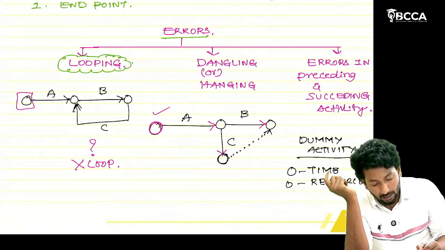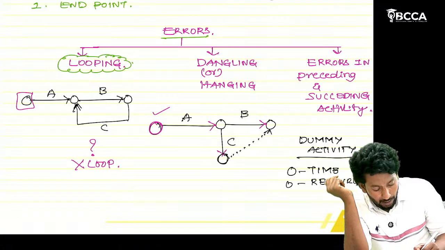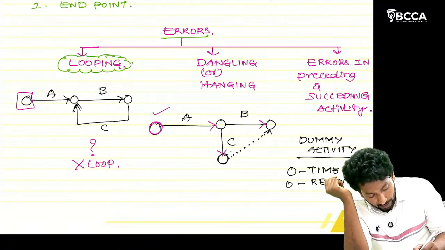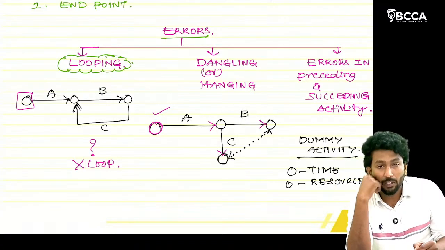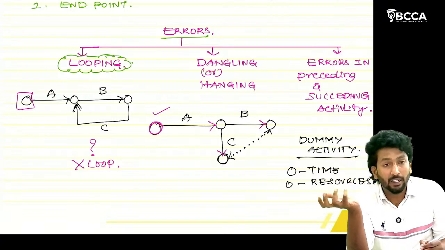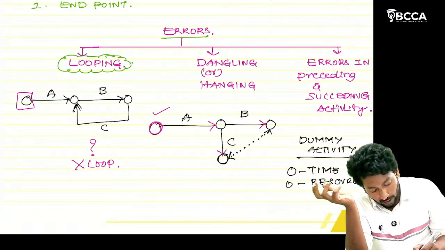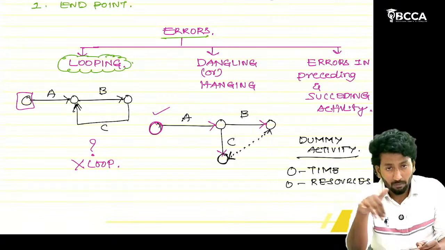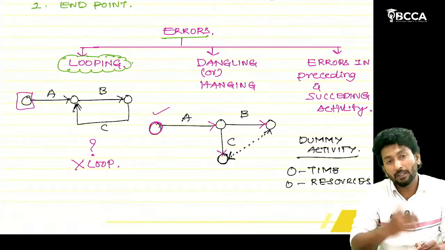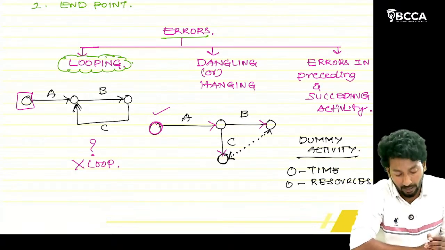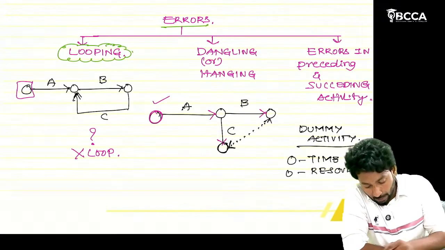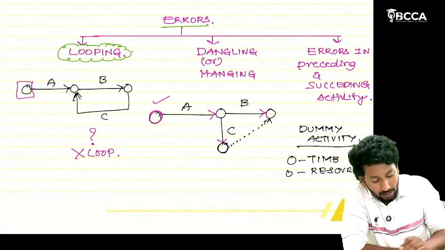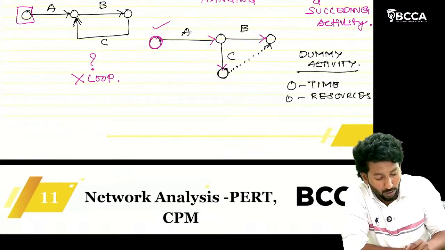You can ask me, why draw a dummy line from C to B? Can we draw a dummy line from B to C like this? Yes. Here we do not have any conditions, so you can draw from B to C also for this particular example. But based on the question, the dummy line drawing and everything changes. Here, dummy activity means that it takes zero time and zero resources.